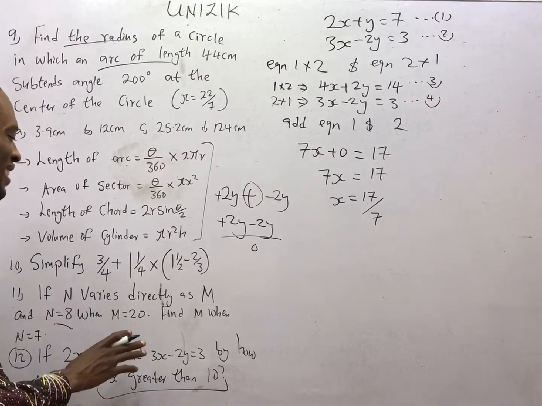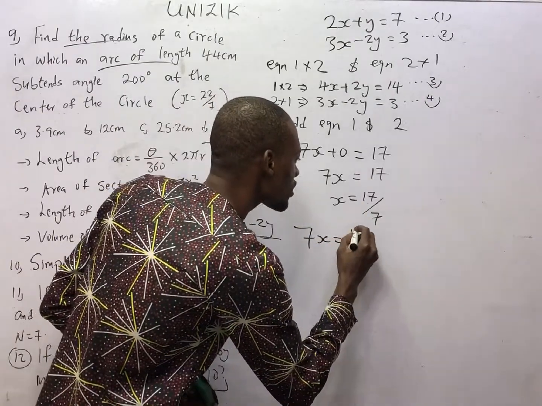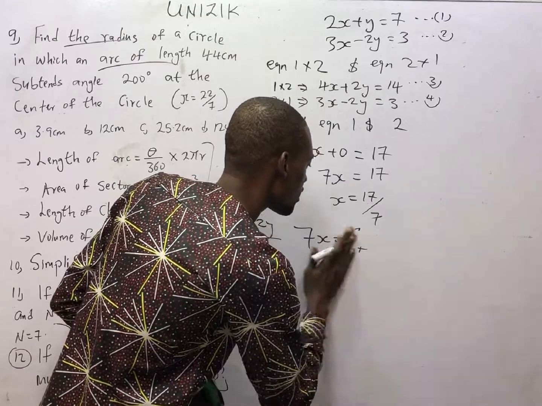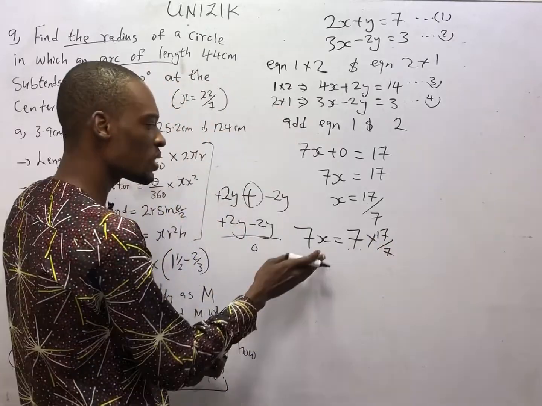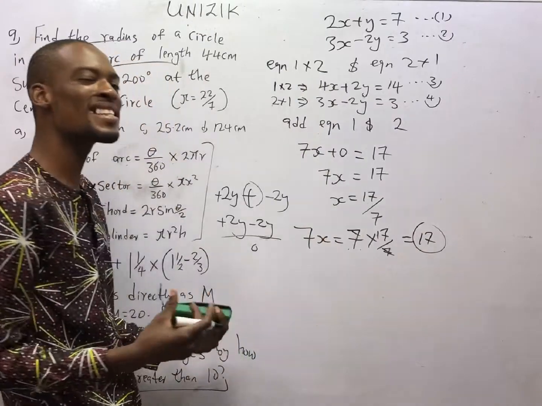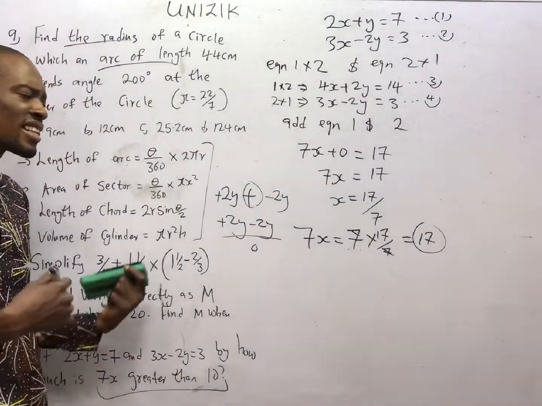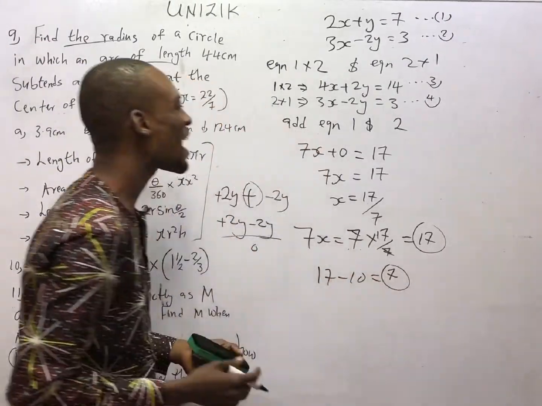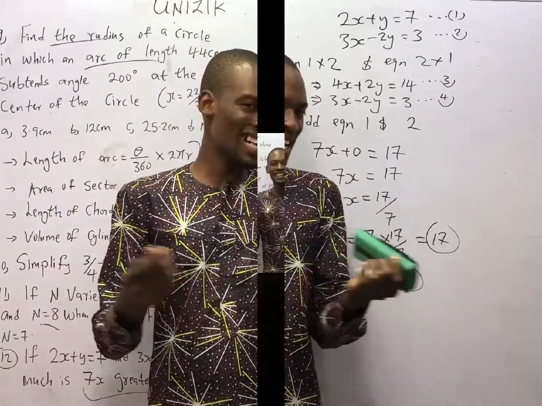How much is 7s greater than 10? What is 7s? 7s is simply equal to 7 times 17 over 7. What is 7 times 17 over 7? It is simply 17. So 7s is 17. Now, by how much is 17 greater than 10? 17 is greater than 10 by 7. So by how much is 7s greater than 10? It is simply 7. That is it.